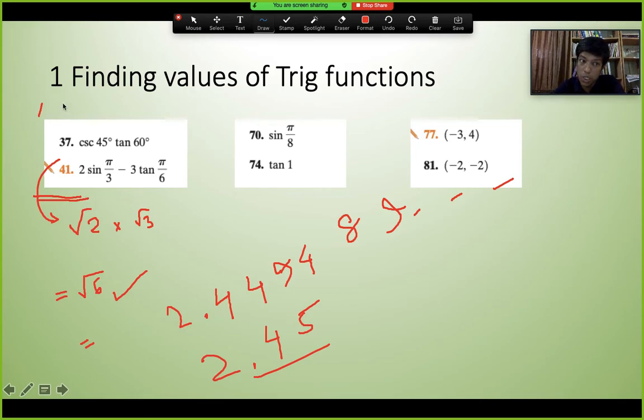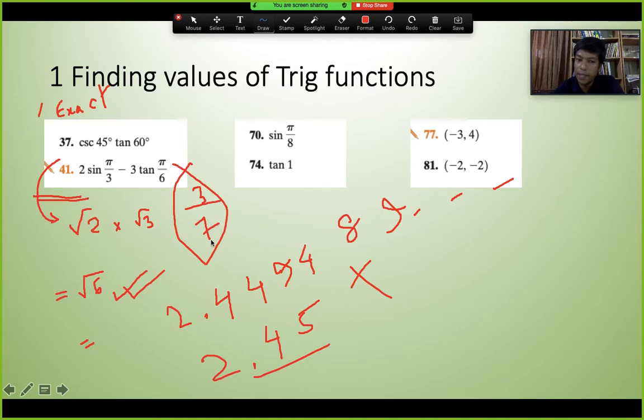But when the instruction is find the exact value, then we cannot write the answer this way. We will have to write the answer like that. We will have to keep it in root or in fraction. Suppose if something is in fraction, suppose 3 divided by 7. If the answer you get like this, just keep it like this.